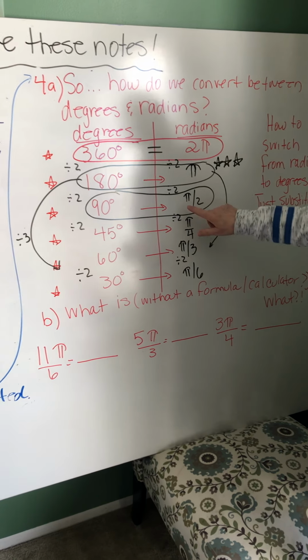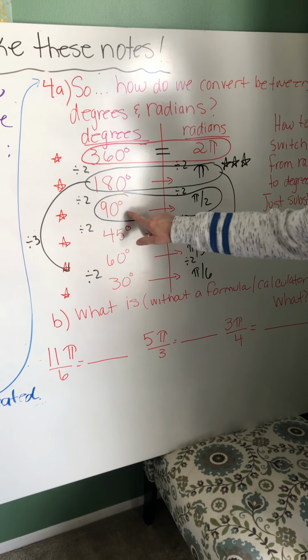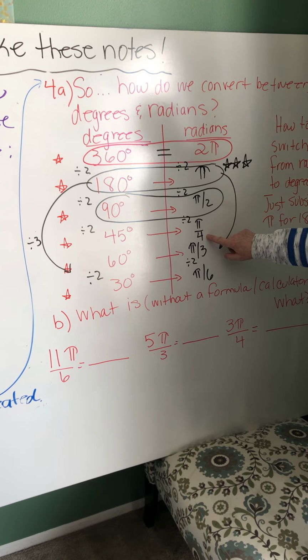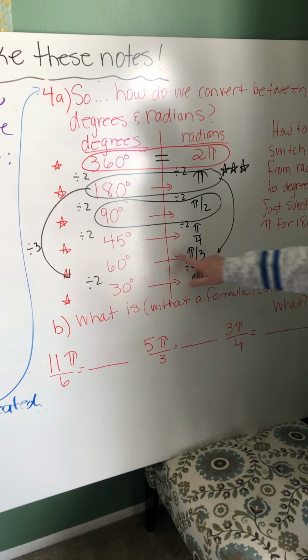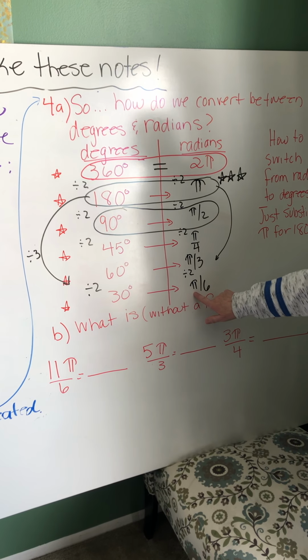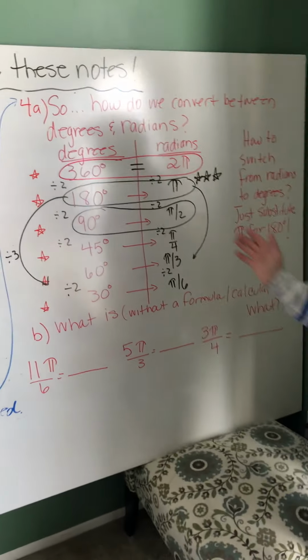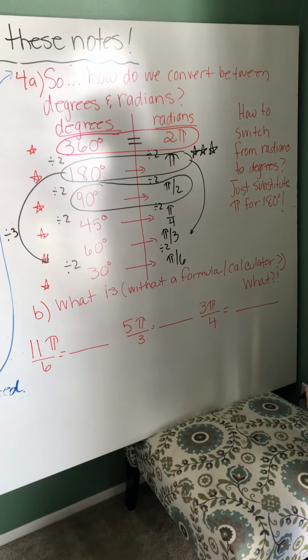Let's do it. Let's start right here. 180 divided by 2, 90. There we go. 180 divided by 4, 45. 180 divided by 3, 60. 180 divided by 6, 30. Super easy to convert radians back to degrees when you know that the pi is equal to 180.